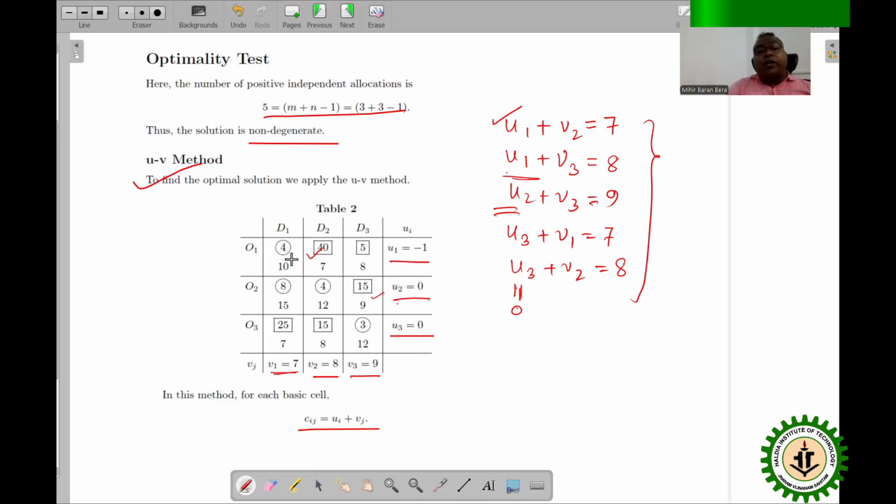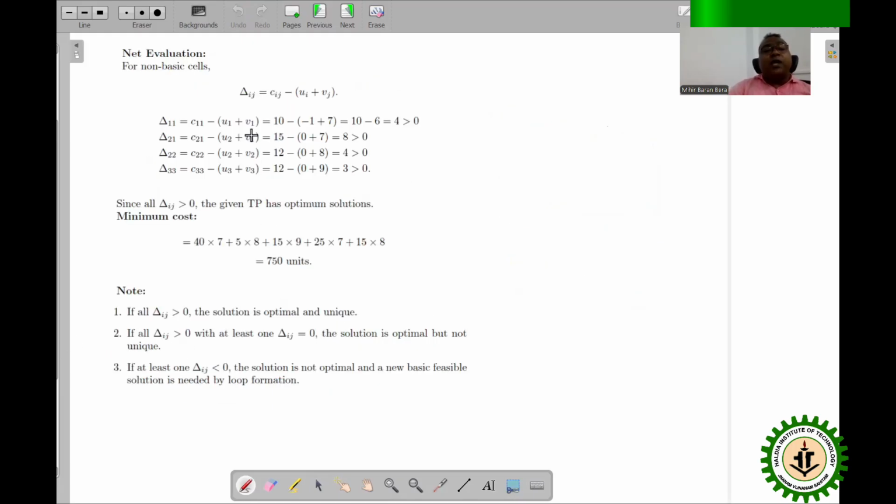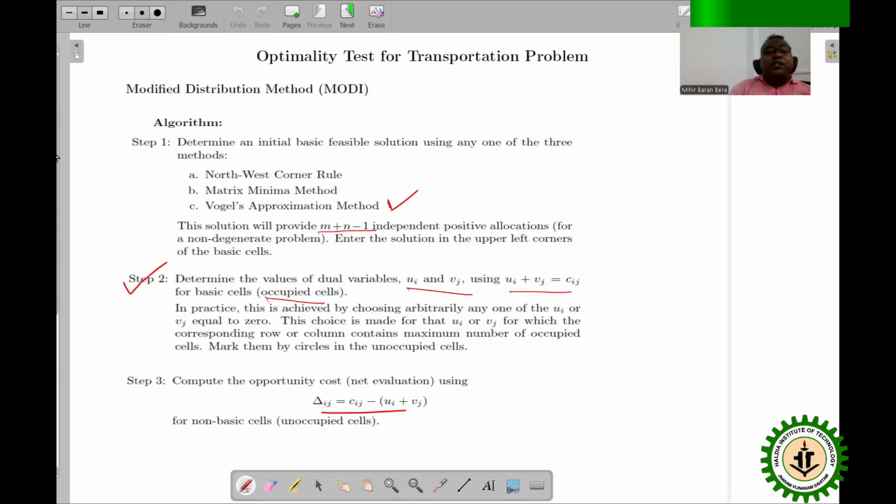Now, for the non-allocated cells, as you see that I circled these ones, we are calculating delta ij for the non-allocated cells, meaning delta 1,1, delta 2,1, delta 2,2, and delta 3,3. So you can see that we have calculated all these values. And here you can see that all these delta ij are greater than or equal to 0.